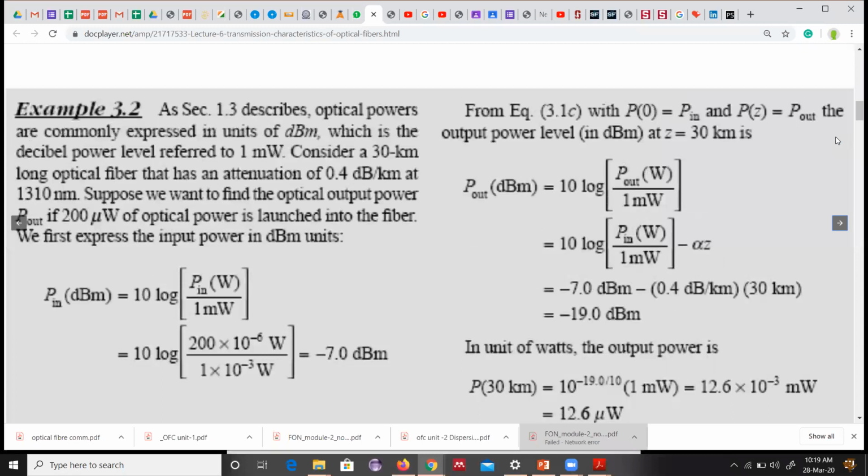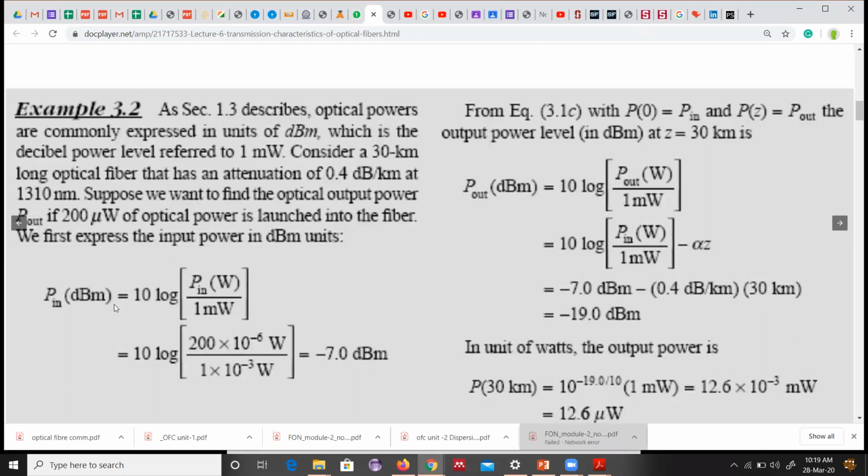So this is an example problem which is considered here. I'll just read out the example. The optical powers are expressed in dB milli, and the power level is referred to 1 milliwatt. Consider the length of the fiber as 30 kilometer and attenuation of 0.4 dB per kilometer at the wavelength of 1310 nanometer. If the power launched into the fiber is 200 microwatts, we are supposed to estimate the input power in dB milli as well as the output power in dB milli.